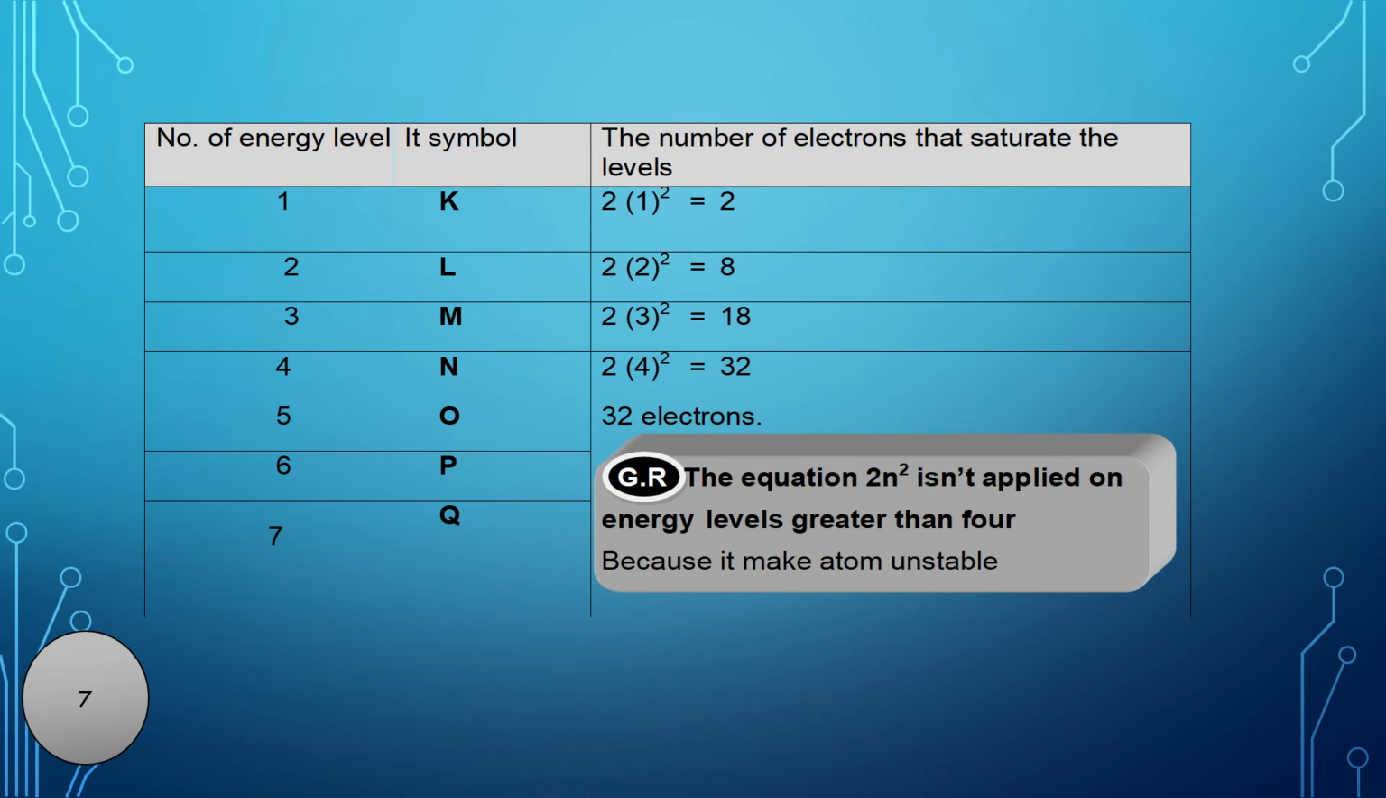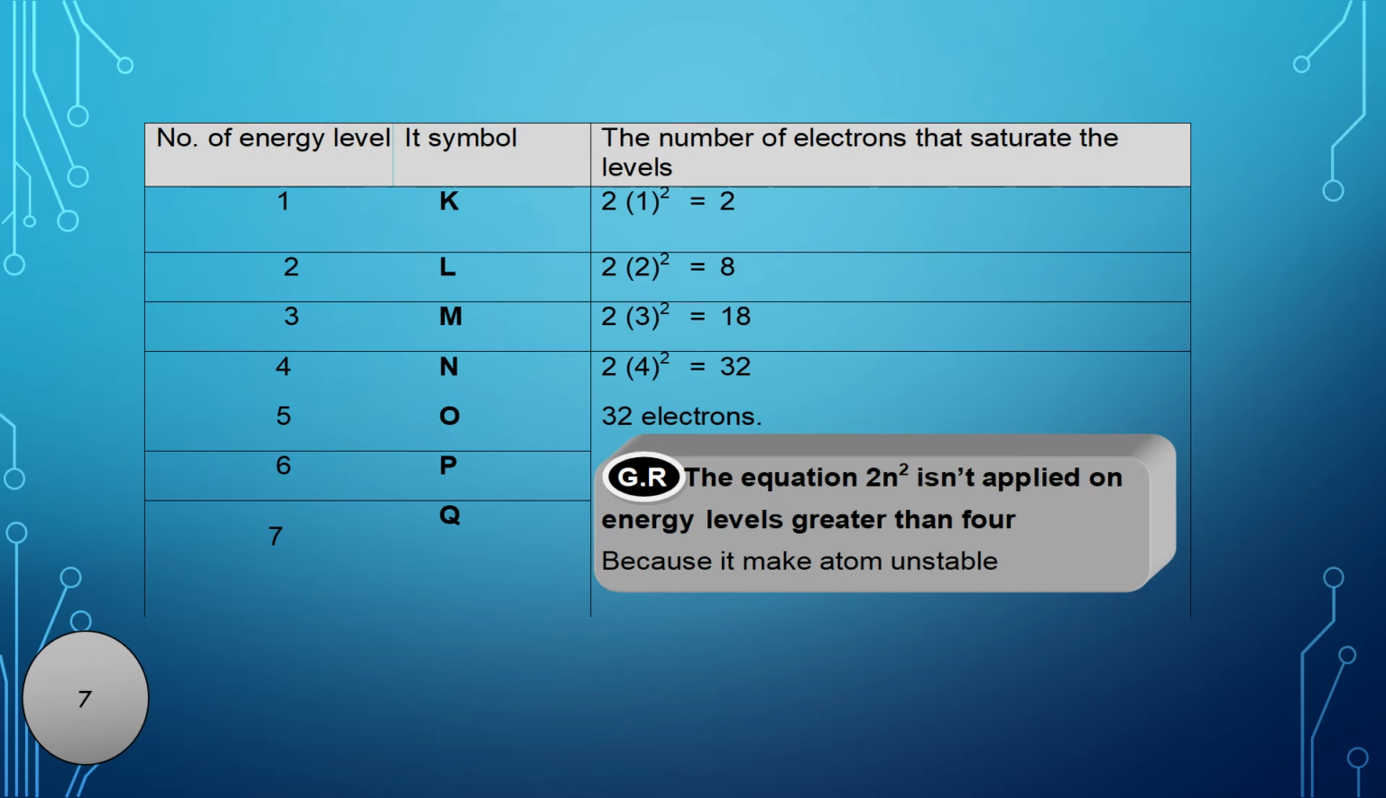K, L, M, N, O, P, Q. K is the first energy level, L second, M third, N fourth, O fifth, P sixth, and Q seventh. Let's apply this rule on the K energy level. So 2 times 1 power 2 equals 2 electrons. In L, 2 times 2 power 2 equals 8. M, 2 times 3 power 2 equals 18. N, 2 times 4 power 2 equals 32.